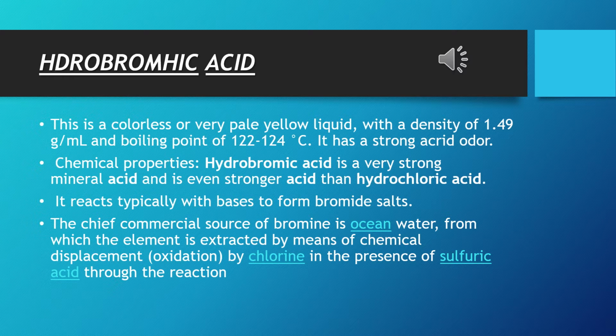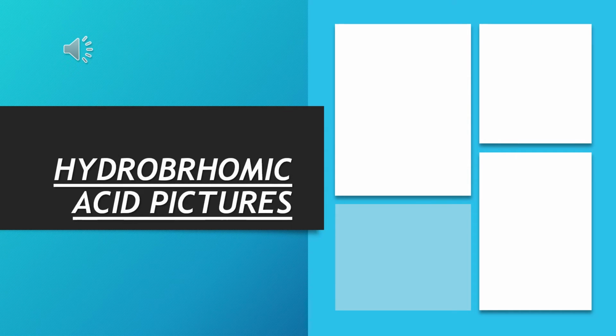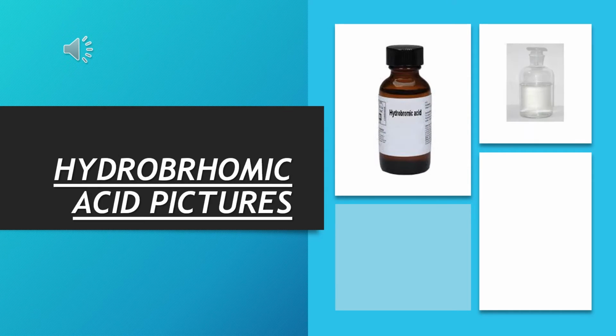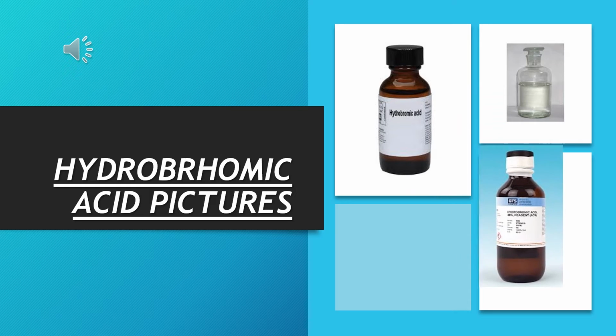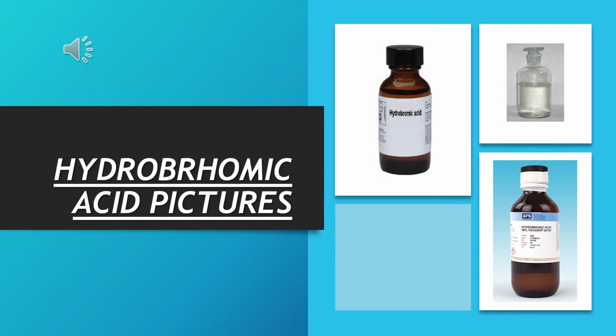The chief commercial source of bromine is ocean water, from which the element is extracted by means of chemical displacement, oxidation by chlorine, and the presence of sulfuric acid through the reaction. Now let's move to the next one. These are some hydrobromic acid pictures.